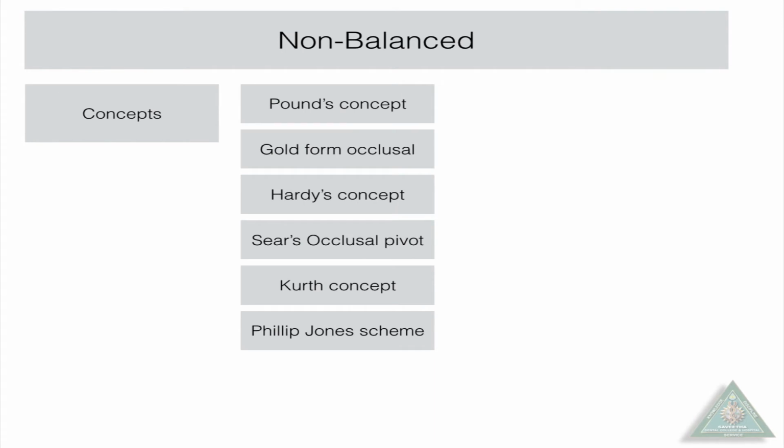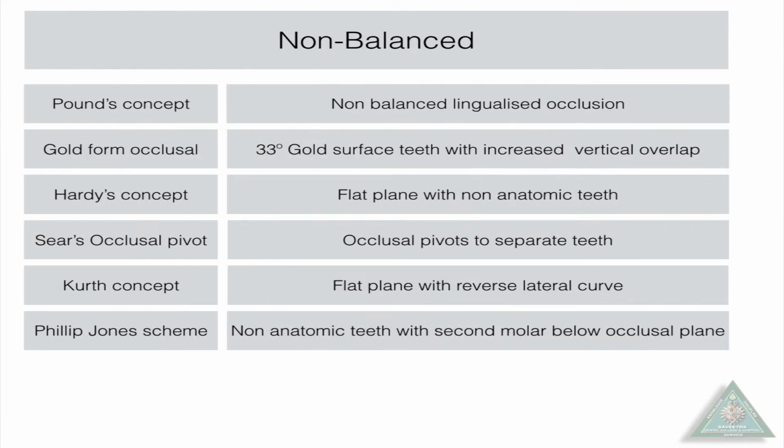Pound gave a concept of lingualized occlusion. There are also the Goldform occlusal, Hardy, Sears, Kurth, and Philip Jones concepts. So Pound's concept is that of lingualized occlusion. Goldform occlusal refers to a 33-degree gold surface. However, they increase the overjet and the incisal guidance so that there is more posterior separation.